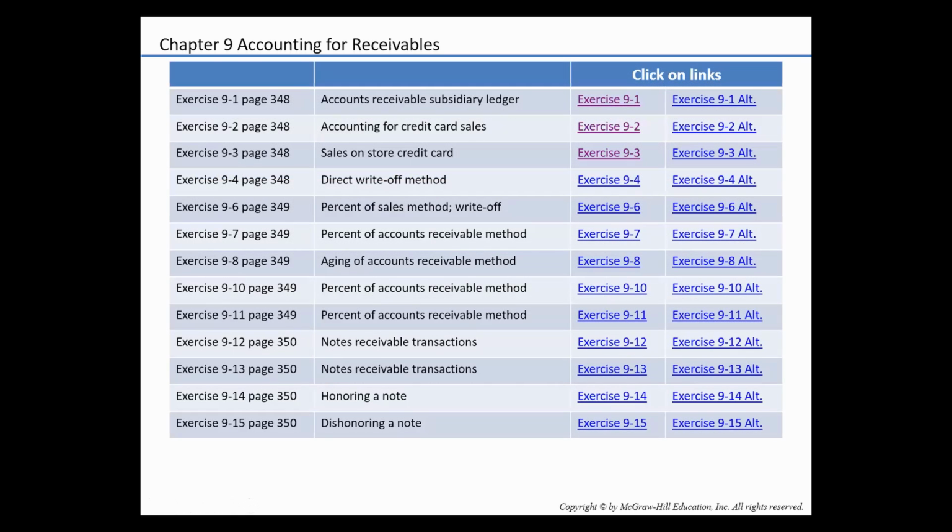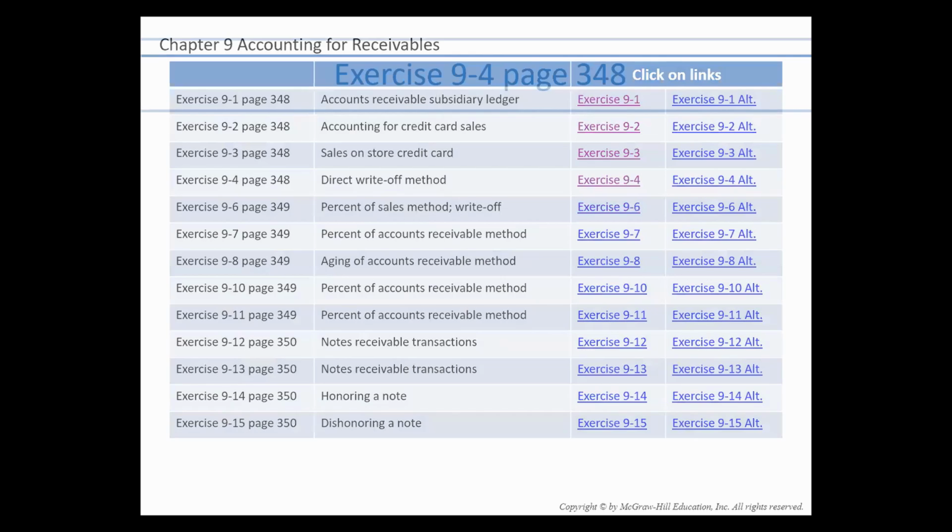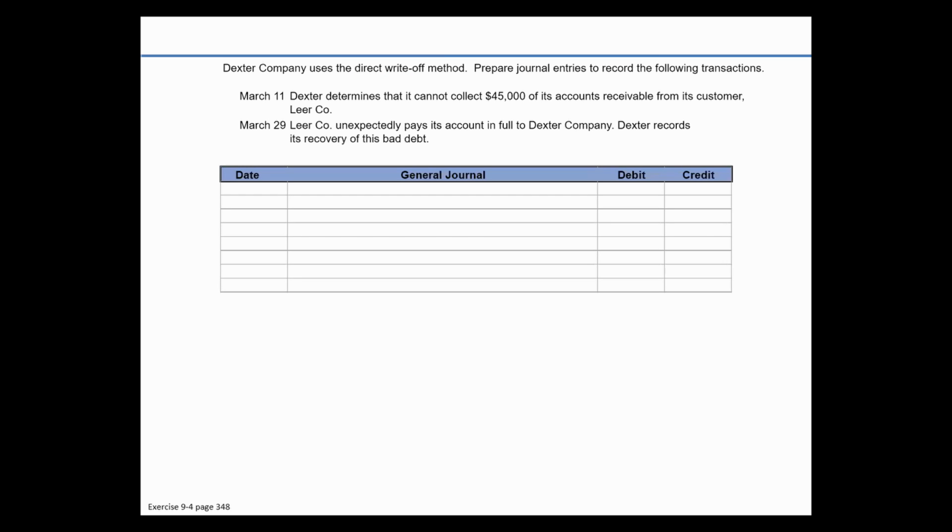It's the direct write-off method. So this is when somebody has a bill and a company extends credit, and the customer has a bill, but the customer then refuses to pay or is unable to pay, then the business has to write off the debt. And so we'll talk about how we would go about doing that. So Dexter Company uses a direct write-off method. And so we're going to prepare journal entries to record the following transactions.